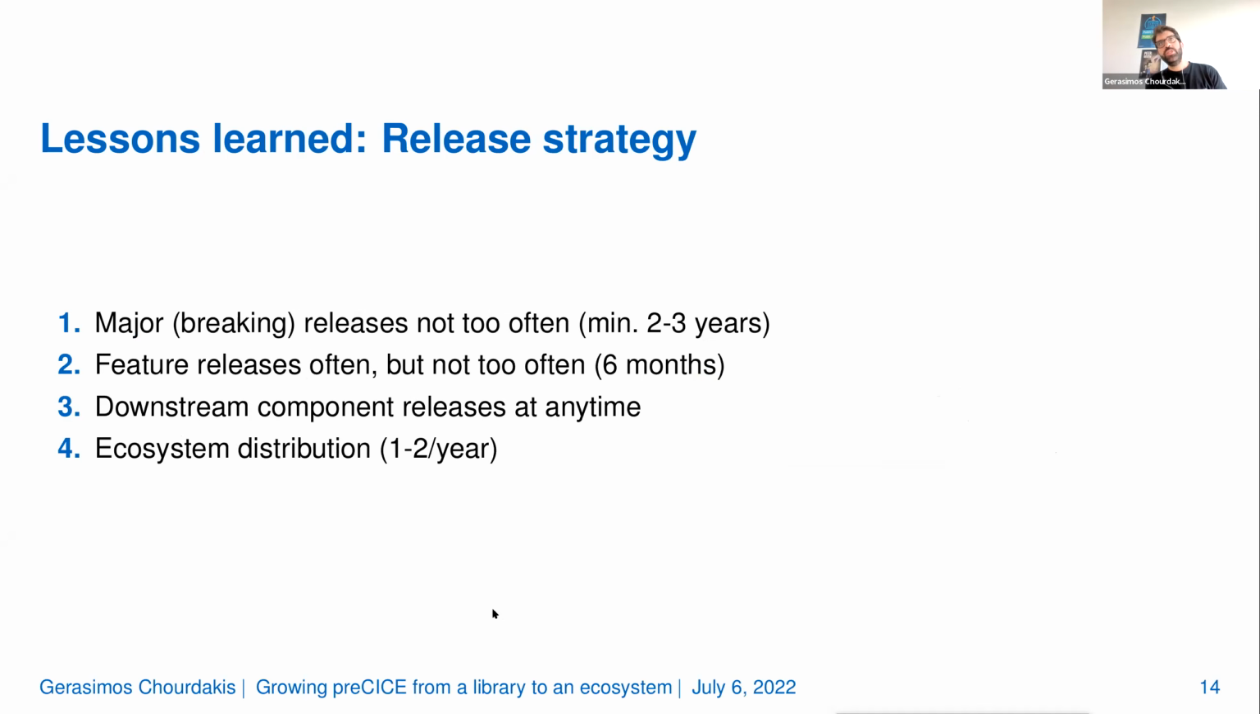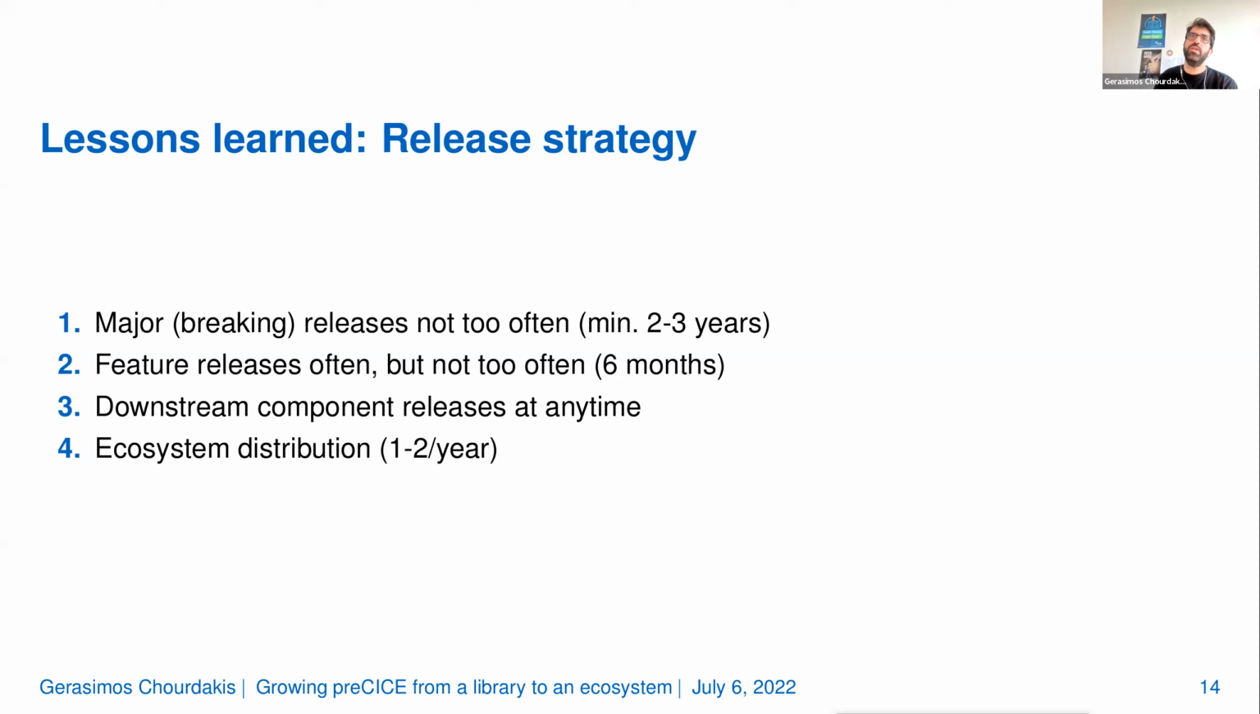Another thing that we learned recently was that, first of all, people don't like upgrading so often. They want to focus on their application. But at the same time, we are developing new features that need to find their users. So we decided to not do breaking releases. So we went from preCICE version 0.1 to version 2 after maybe 3 or 4 years. Our goal right now is 2 to 3 years minimum. And at the same time, we want to release new features often, but not too often.